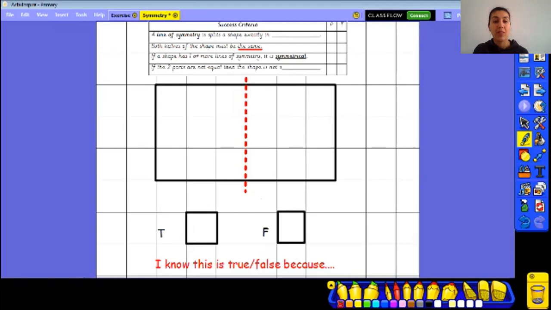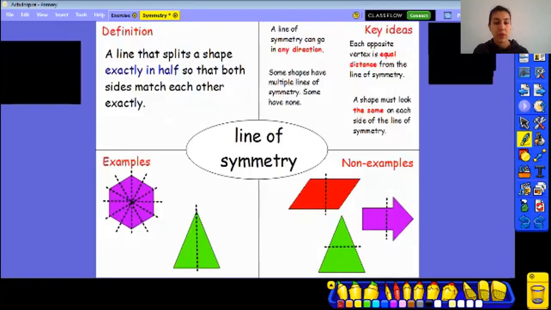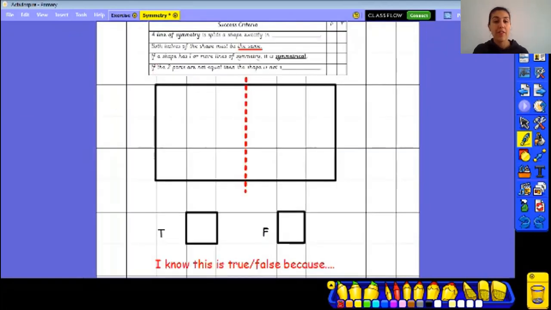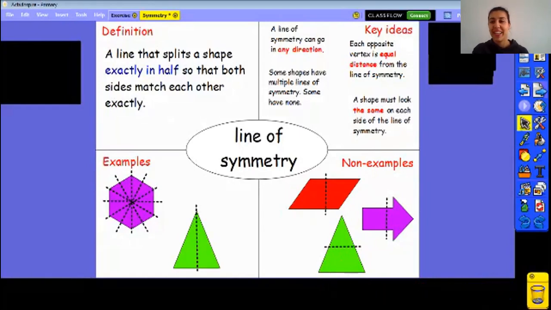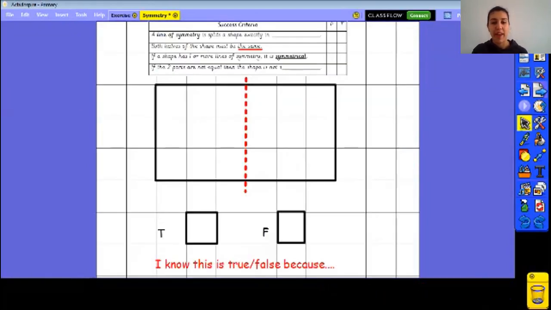If a shape has one or more lines of symmetry, then we would call that shape symmetrical. So here we go. These shapes are symmetrical. If the two parts are not equal, then the shape is not symmetrical. So these shapes here are not symmetrical. Oh, whoopsie daisy. Okay, so going back to our shape then.